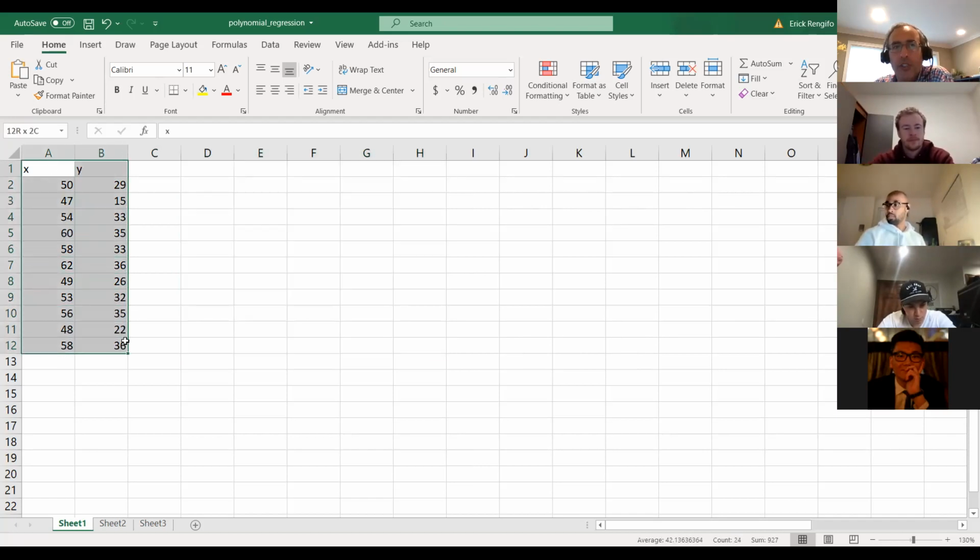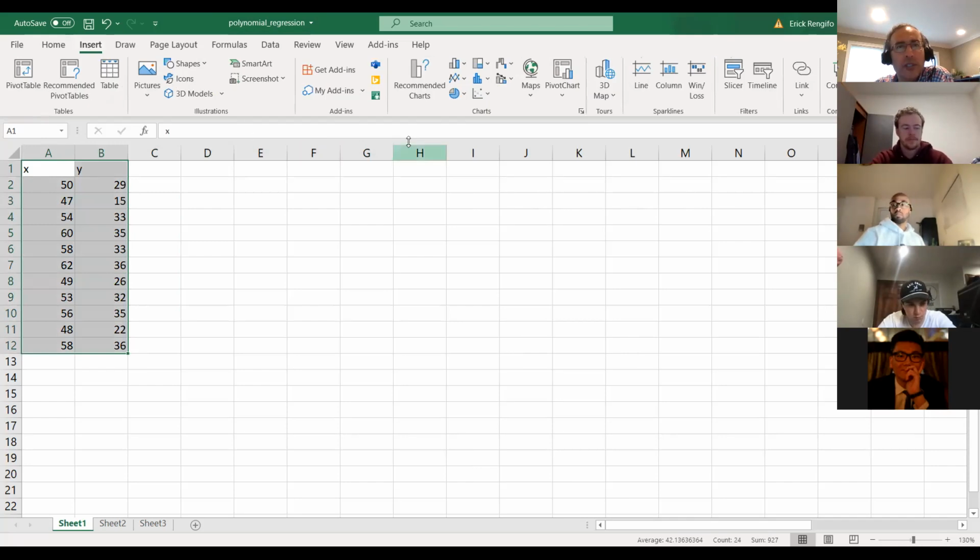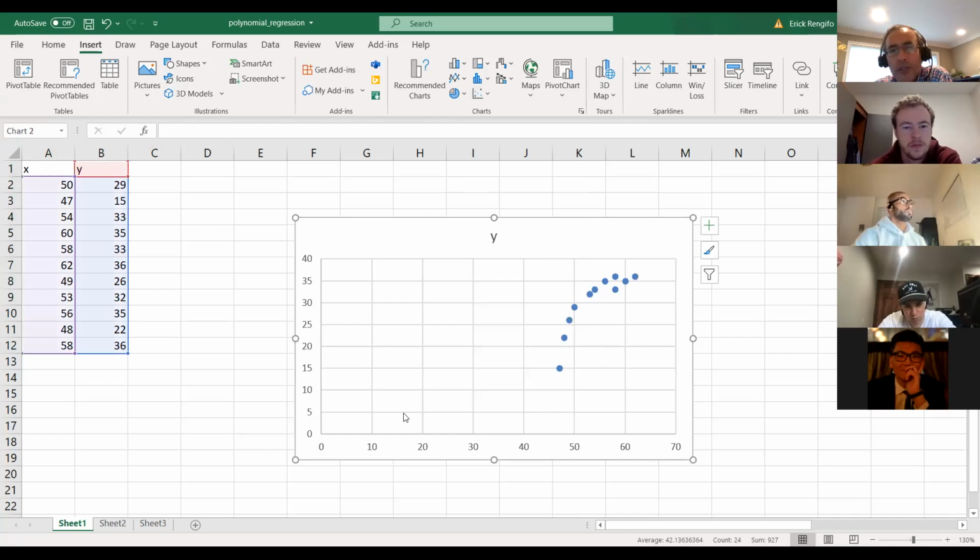What I will do here is I will simply represent my X and Y. Where's my insert? I will do my scatter. Okay, so I can start this, I imagine, at 40.